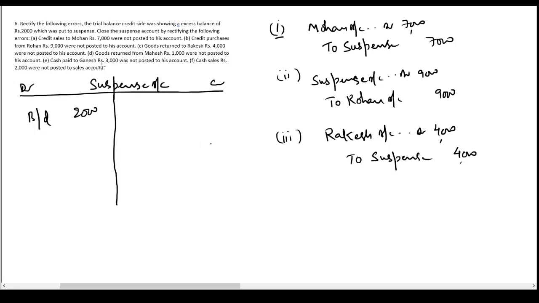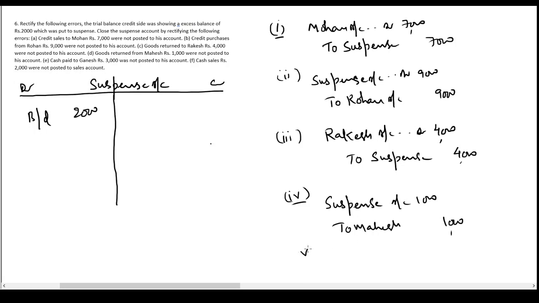Next, goods returned from Mahesh. When Mahesh is returning goods, we pass the entry sales returns account debit to Mahesh. Were not posted to his account, means Mahesh account was not credited. So Mahesh account will now be credited 1000. We cannot give debit to sales returns because it's already been debited. So now where will you give debit? We'll give debit to suspense.